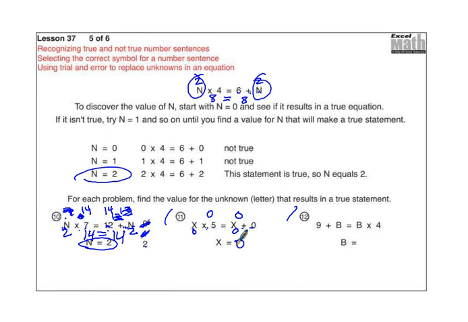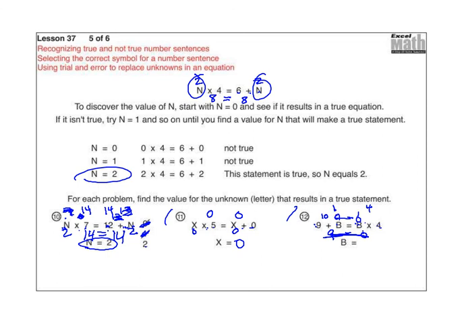9 plus b equals b times 4. Well, let's start with 0 on both sides. 9 plus 0 is equal to 9. 0 times 4 is equal to 0. Is 9 equal to 0? Nah, that doesn't work. Okay, how about 1? 9 plus 1 is 10. 1 times 4 is 4. 10 is not equal to 4, so that's not going to work.